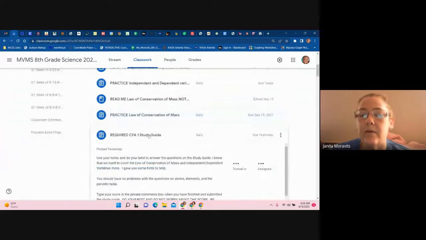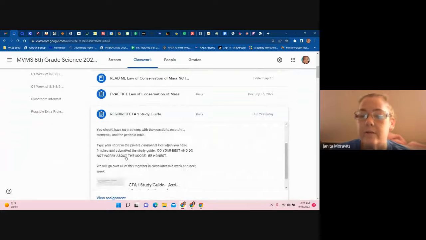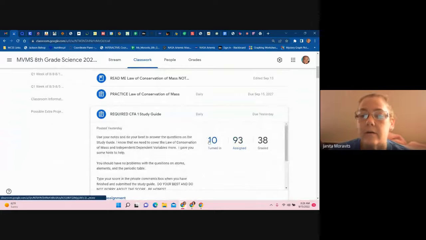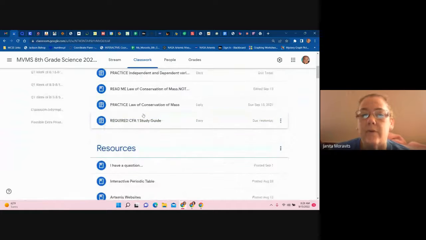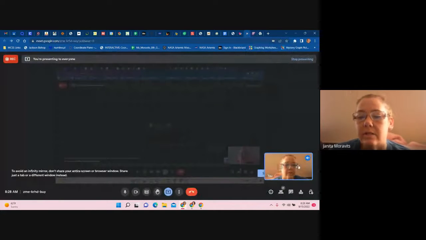The study guide we will go over, and I know that there's some things on there that maybe you didn't understand as well as you wanted to, and we will go back over that, but I still want you to finish it and turn it in. After that, if you have any assignments that you did not finish that you need to get turned in, that is what you will do next. I can't really think of anything else that we need to go over.